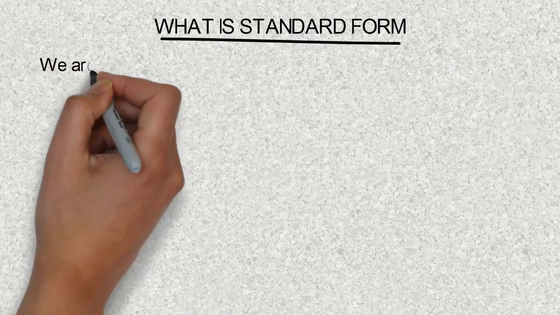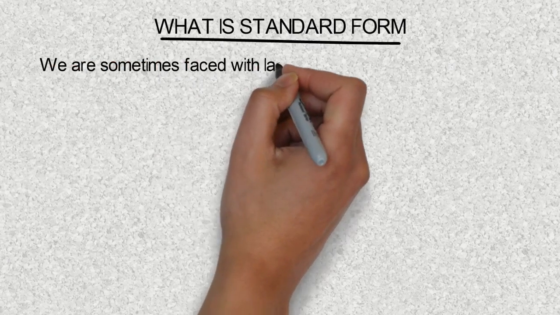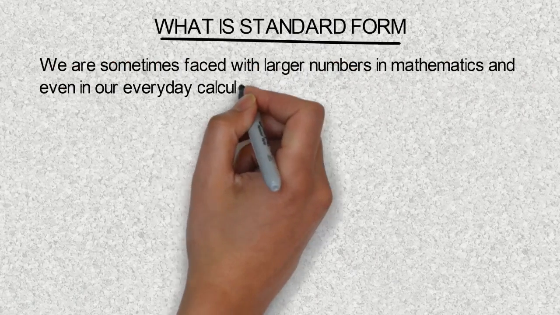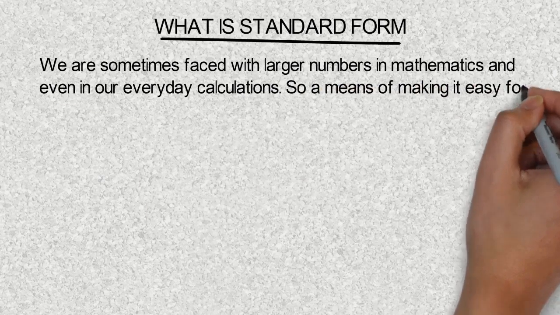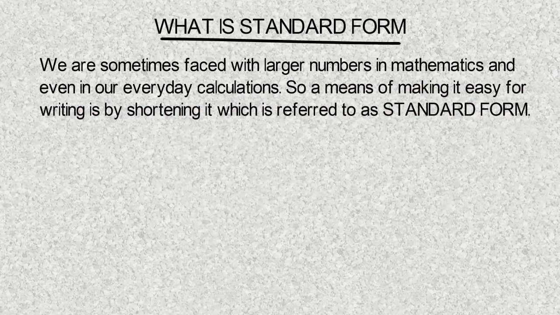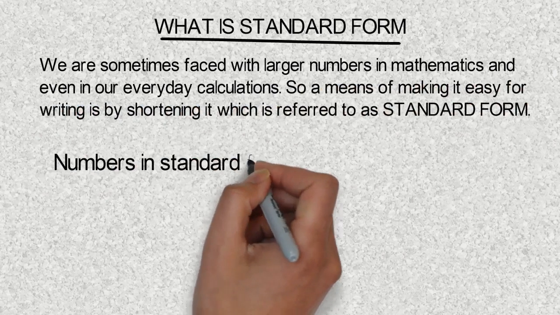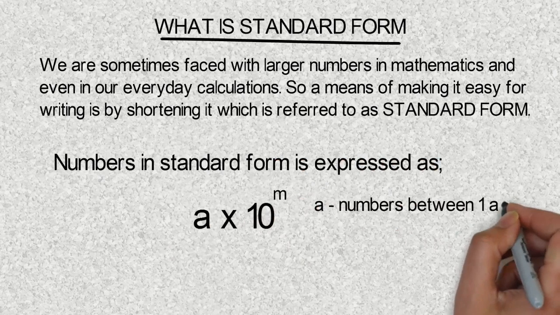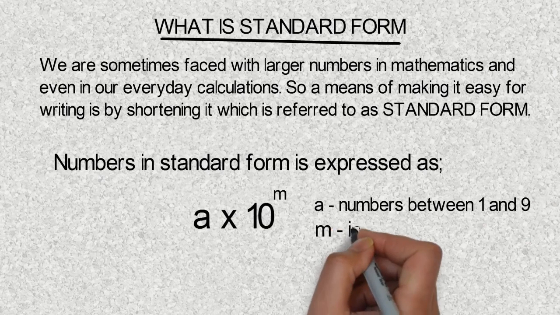So, what is standard form? We are sometimes faced with larger numbers in mathematics and even in our everyday calculations. A means of making it easy to write them is by shortening them, which is referred to as standard form. Numbers in standard form are expressed as a times 10 raised to power n, where a is a number between 1 and 9 and n is an integer.